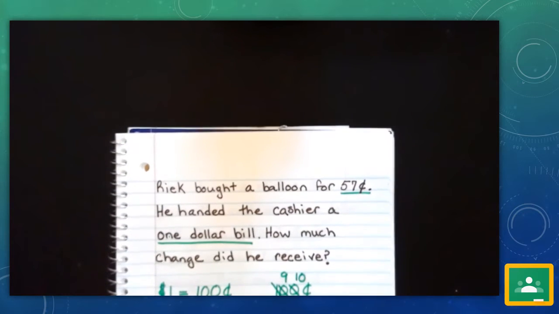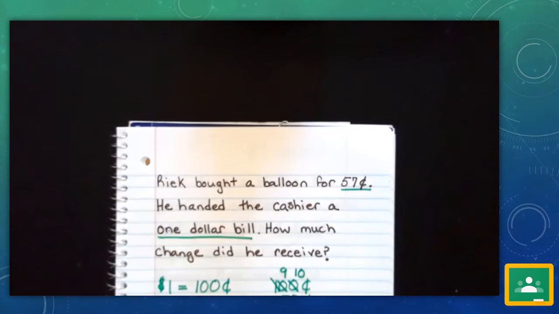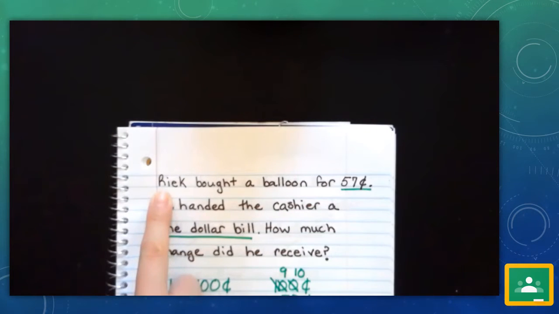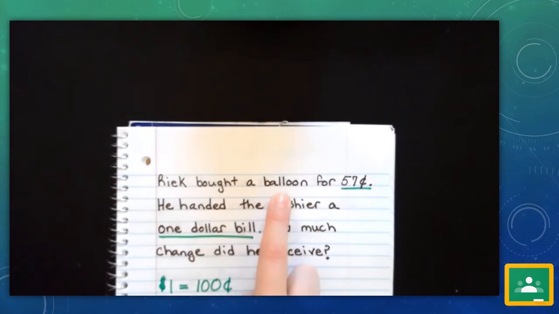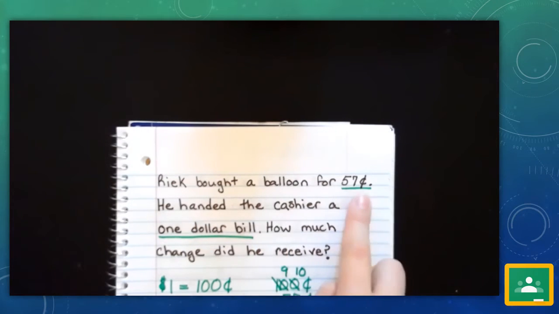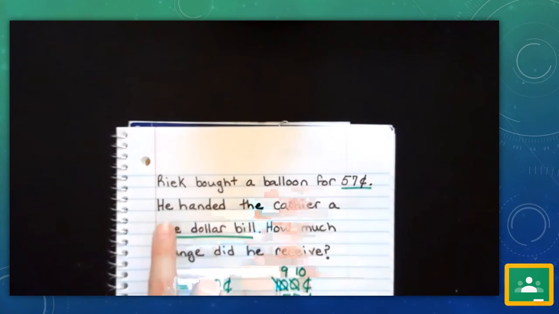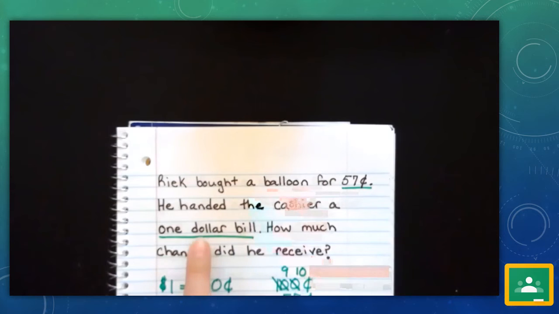To understand this problem, I need to know who this problem is about and what this person is doing. This problem is about Ricky. And what he's doing is he bought a balloon. And his balloon cost money, right? Everything that we buy costs money. So when he went to pay for his item, he gave the cashier a $1 bill. What I need to solve is how much change he received.